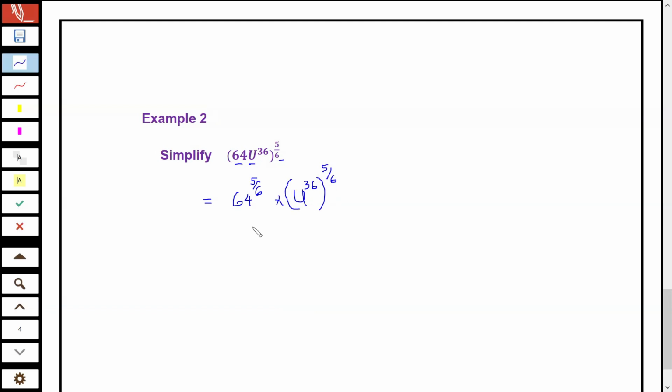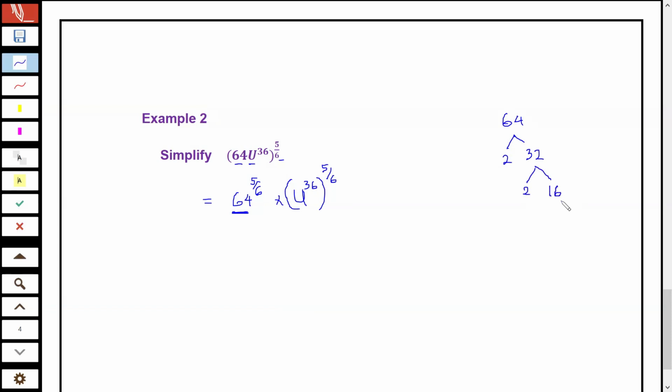Now we can further simplify this expression by writing 64 in index form. To write 64 in index form, we can use the factor tree. In this case, I have 64. So I'm going to look for the number of 2's that multiply to give 64. Starting with 2, 2 times 32 gives 64. Now for 32, it's 2 times 16.